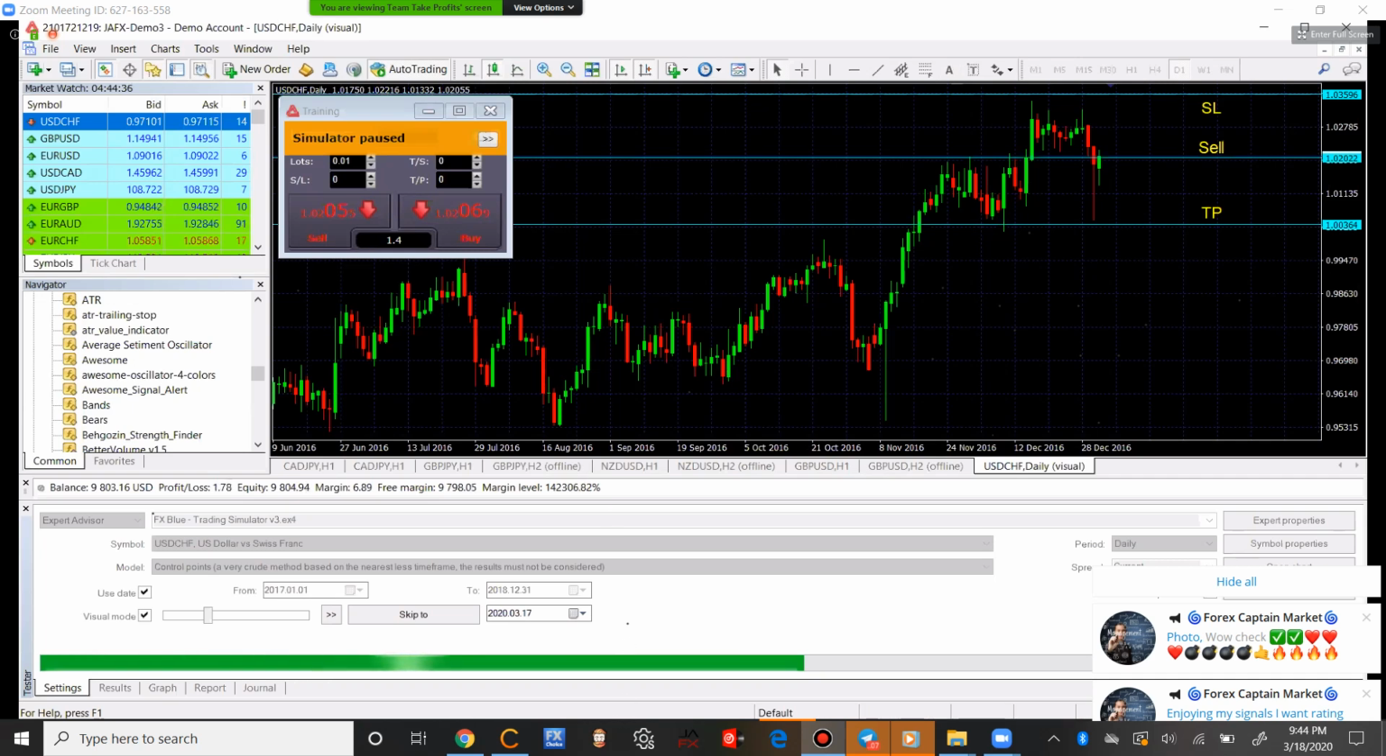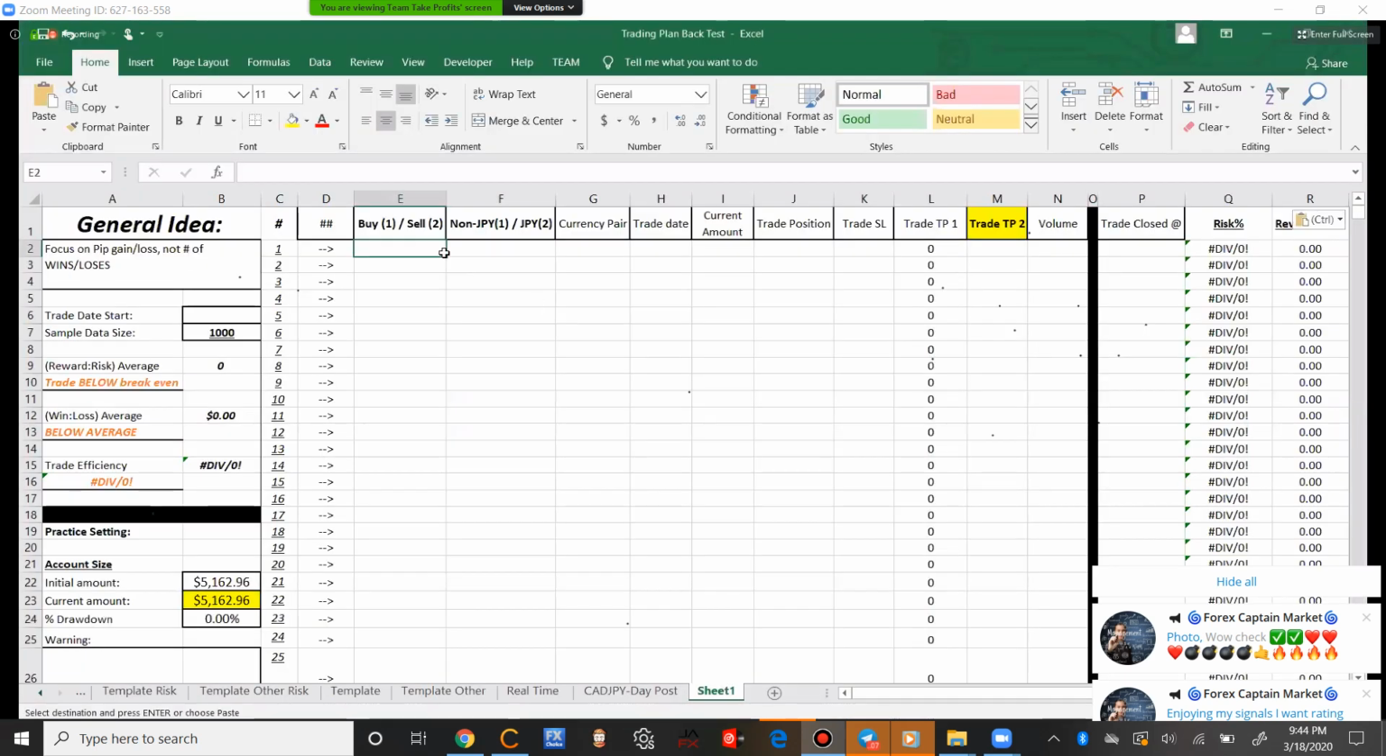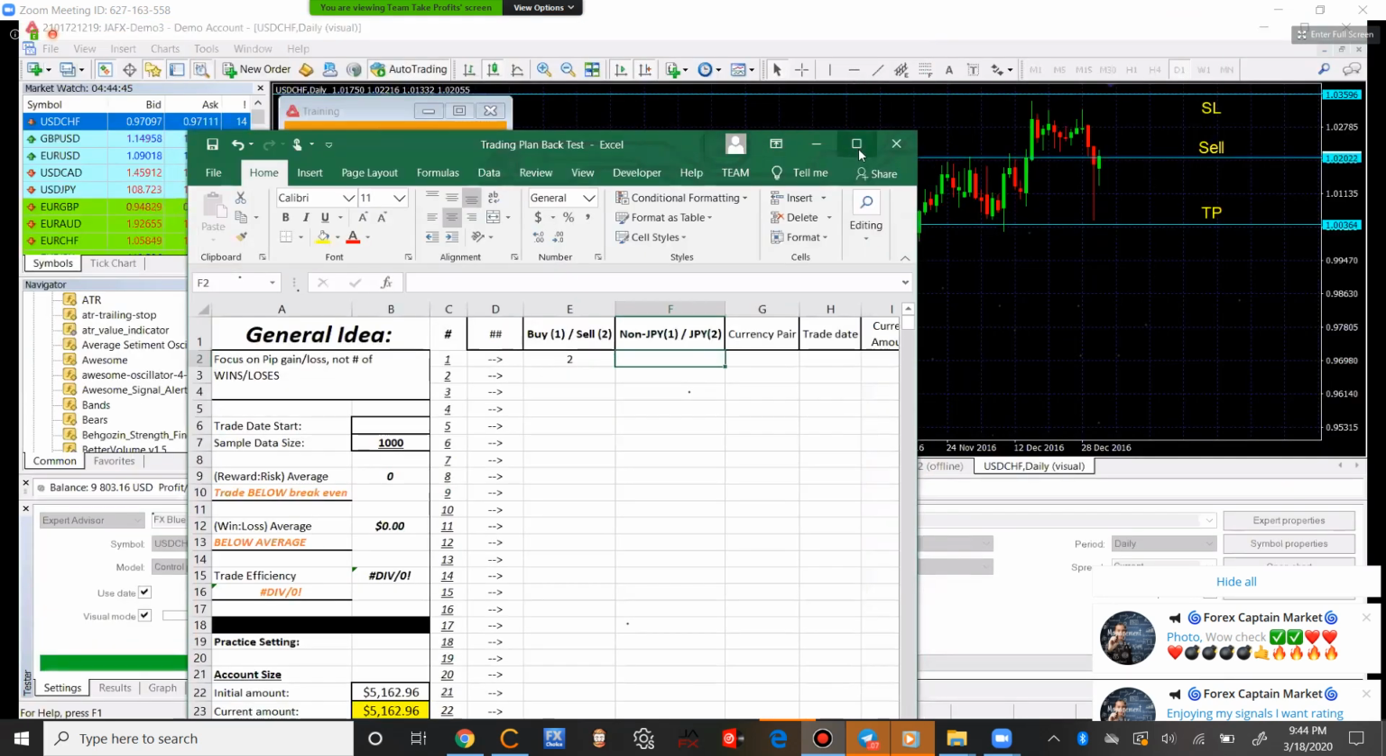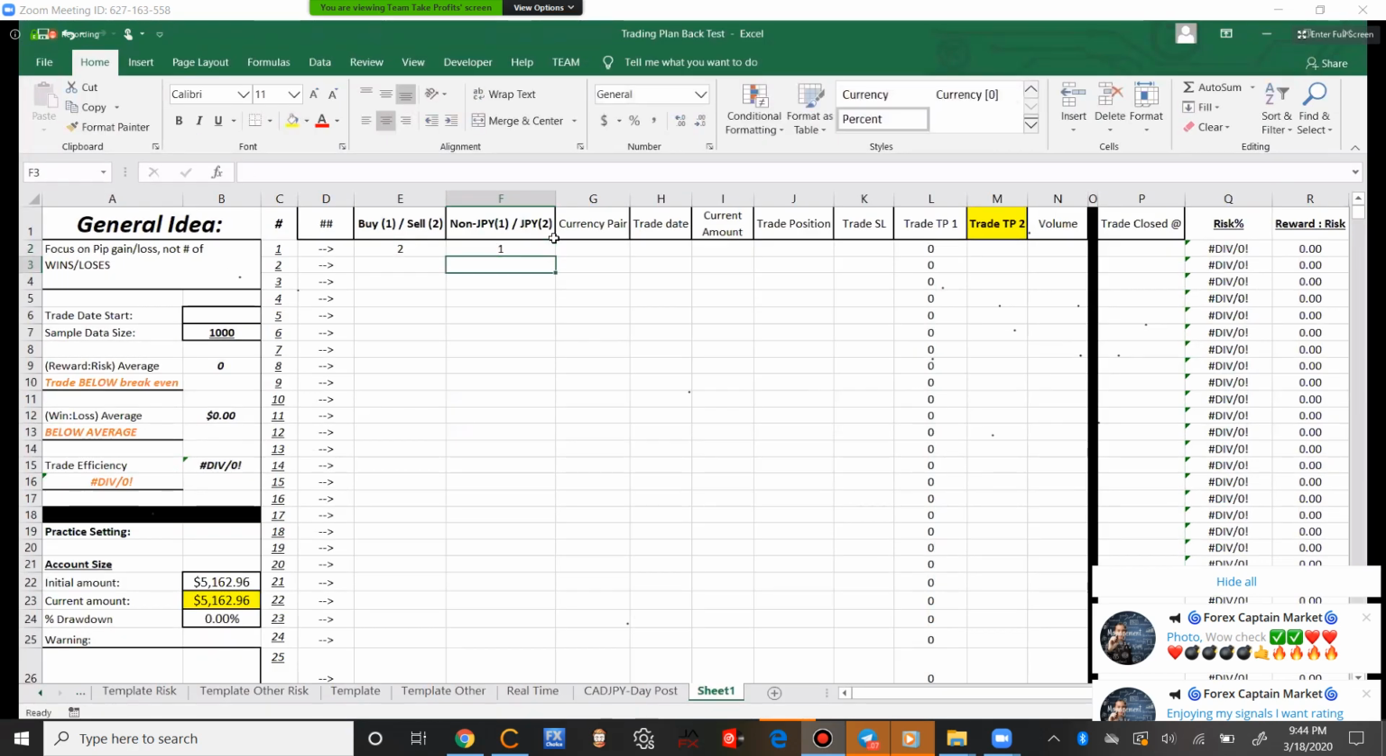So what you're going to do is I'm going to put a 2 here for sell. Is this one a JPY or non-JPY? All right, this one's a non-JPY. The one here for non-JPY currency pair is USD CHF, I believe. If I can spell that right. You can put in the date if you want. Current amount 5162.96.